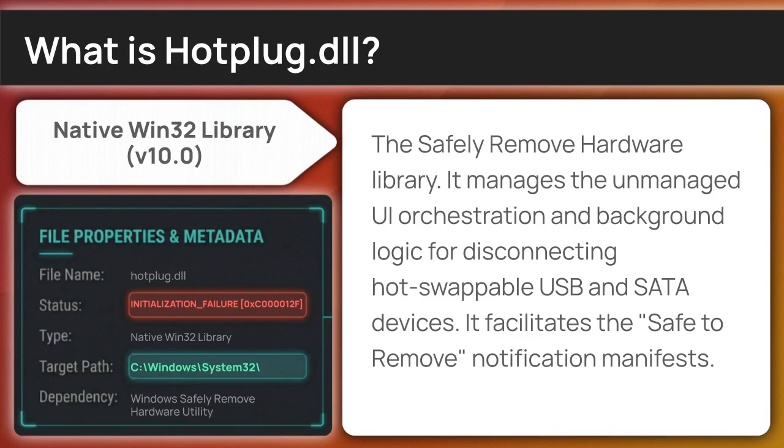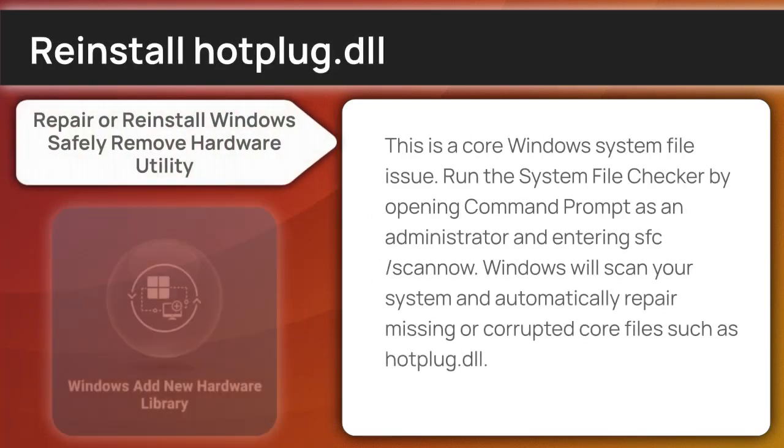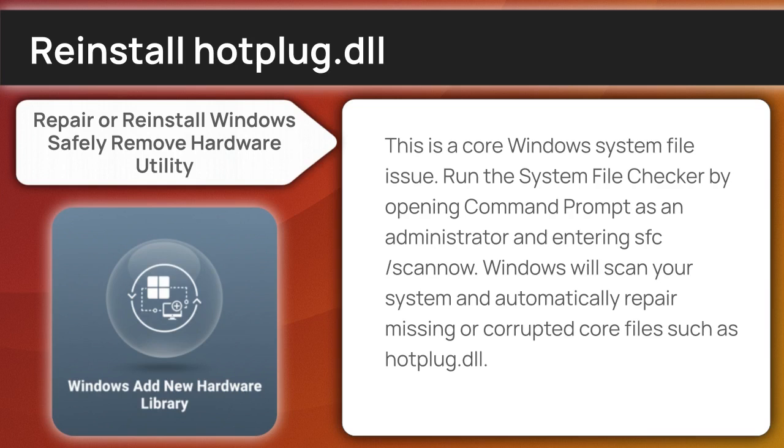Knowing the file's purpose is helpful, but now we need to physically restore it. This is a core Windows system file issue. Run the system file checker by opening Command Prompt as an administrator and entering sfc /scannow. Windows will scan your system and automatically repair missing or corrupted core files such as Hotplug Library DLL.